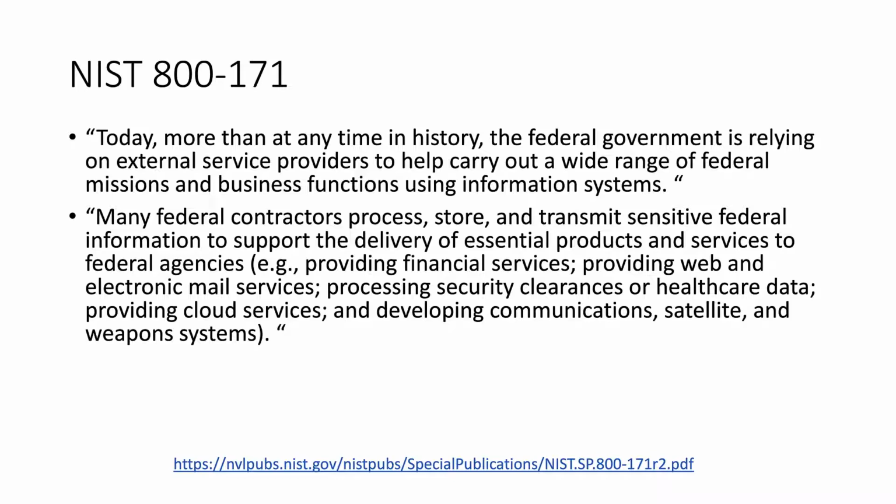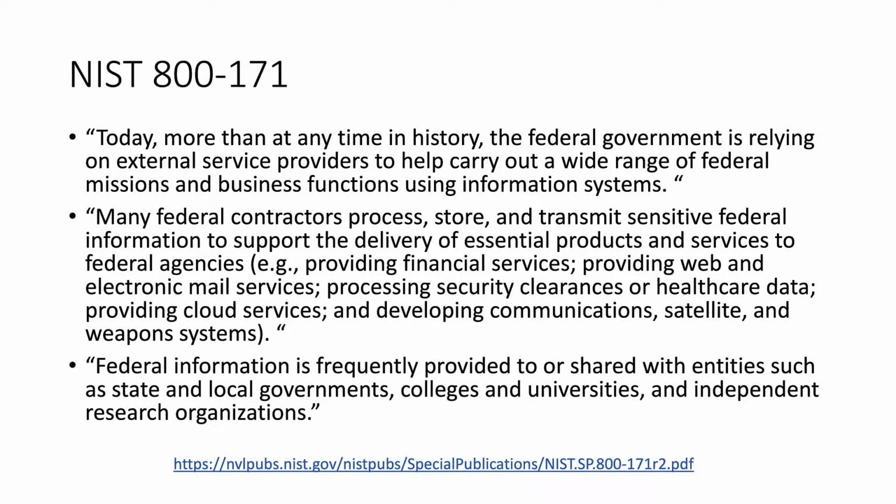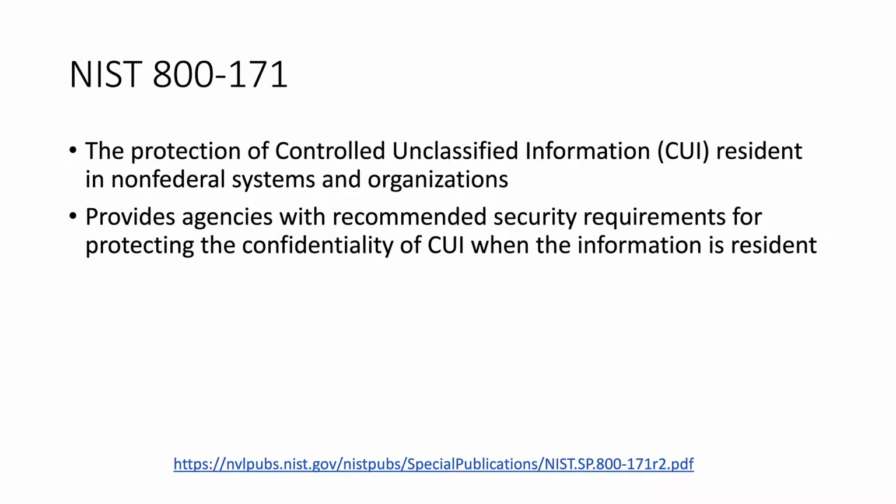providing financial services, providing web and electronic mail services, processing security clearances or healthcare data, providing cloud services, and developing communications, satellite, and weapon systems. The federal information is frequently provided to or shared with entities such as state and local governments, colleges and universities, and independent research organizations. So to mitigate the risks of the loss of controlled unclassified information, NIST published 800-171, dealing with the protection of controlled unclassified information.